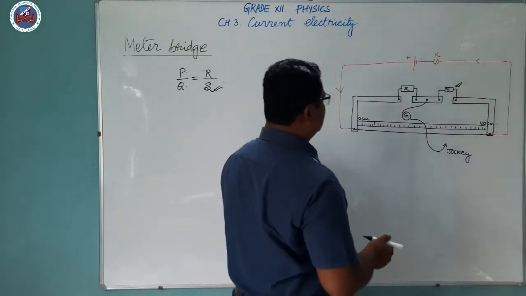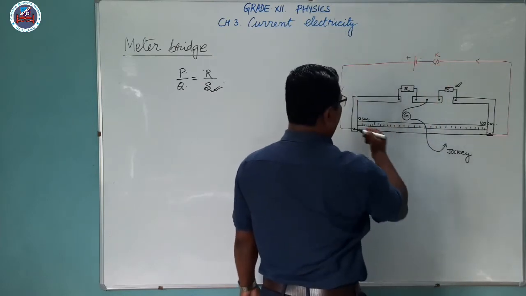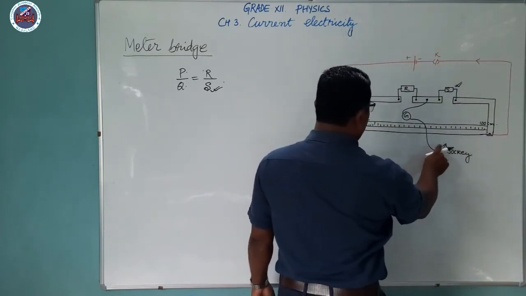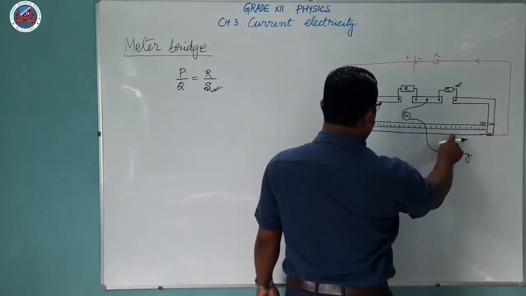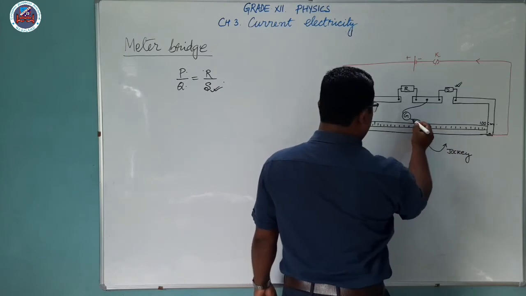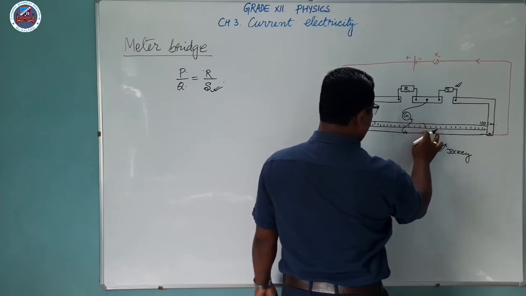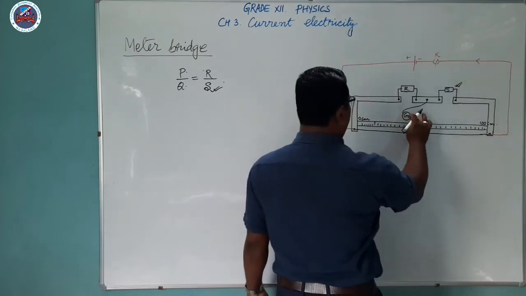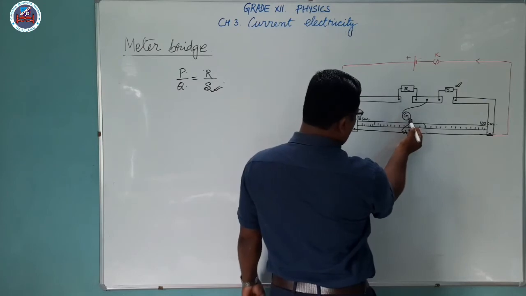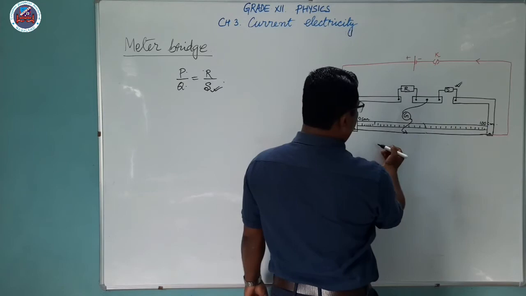Then what you will have to do is, first you close the path, switch on, allow the current to flow, and then you ride this jockey on top of the wire. When you ride on top of the wire, at some certain point, say at this point when you are touching the wire, suppose the galvanometer is showing no deflection. When the galvanometer does not show any deflection, then we know that the bridge is balanced.